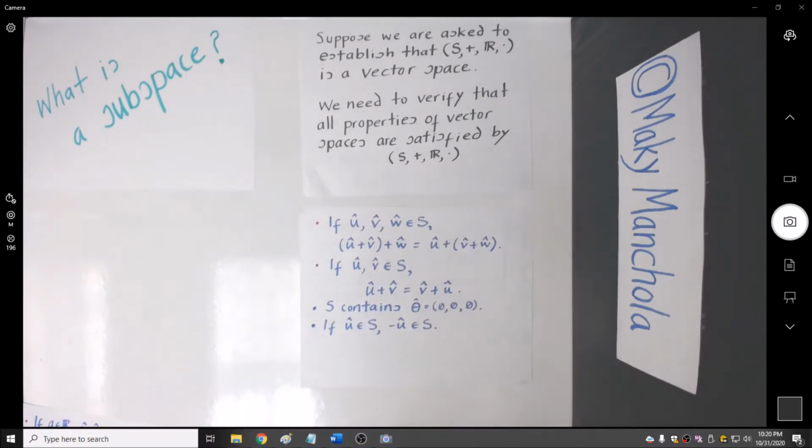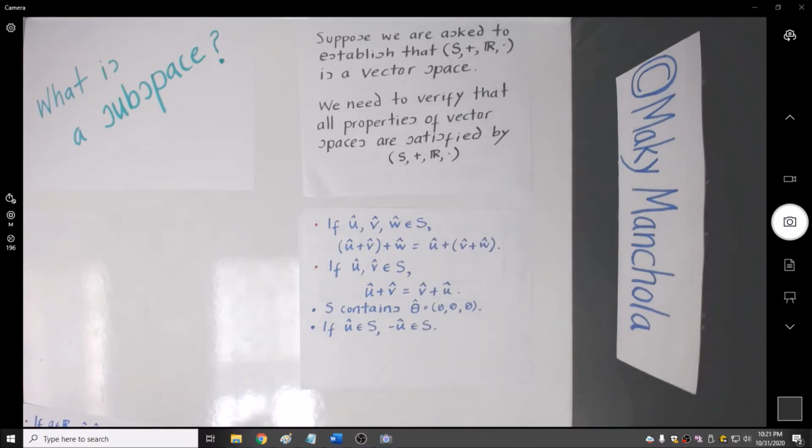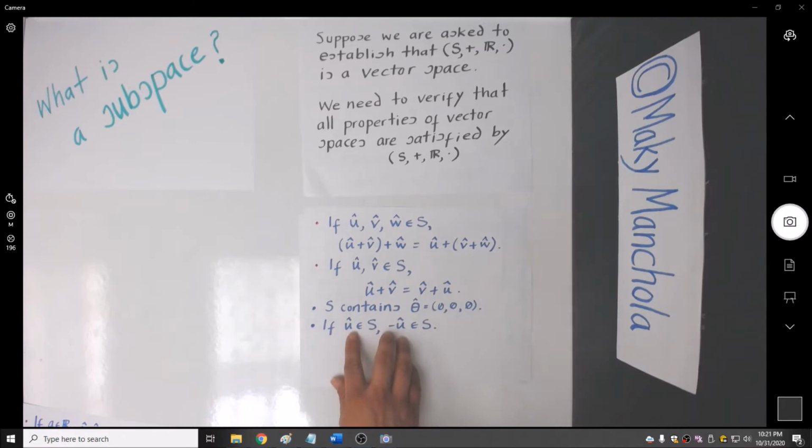We want to show that if you have U, V, W in S, the associative property under addition holds for those three elements. We want to show the commutative property. If U, V are elements of S, U plus V equals V plus U. We want to show that S contains theta, the additive identity of R3. We want to show that if U belongs to S, then its additive inverse is also in S.